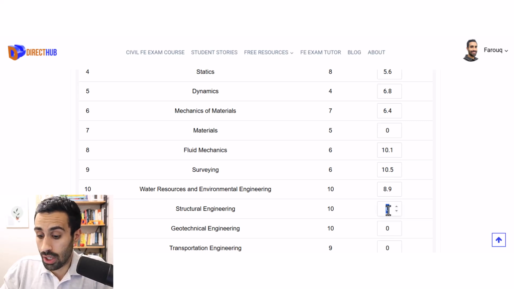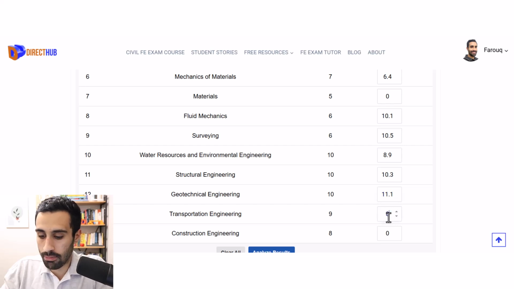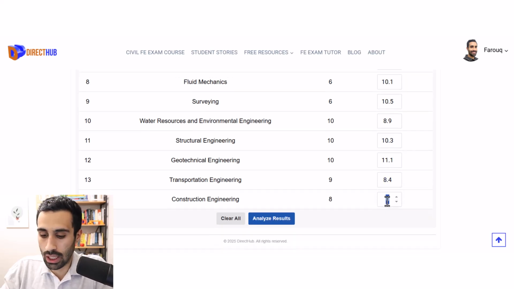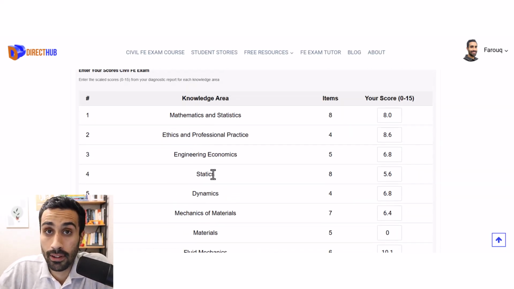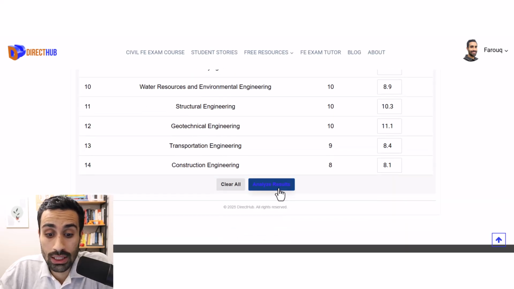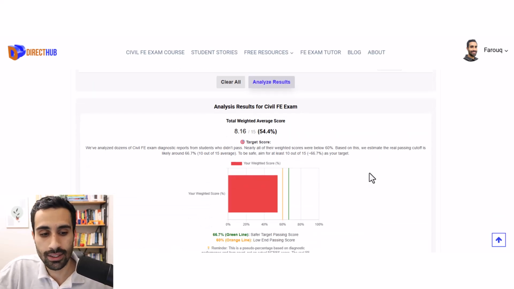Structural, that's a tough one for many students, so above the average. Also geotechnical, nice. And then 8.4 for this one, and 8.1. So definitely it's apparent it's the first half that got this student in this case. And what we will do is just click analyze results. Click that and you're going to see this good stuff.